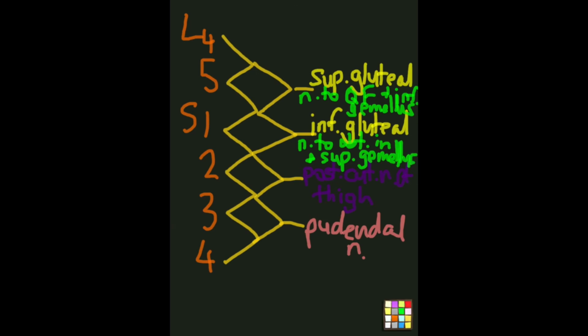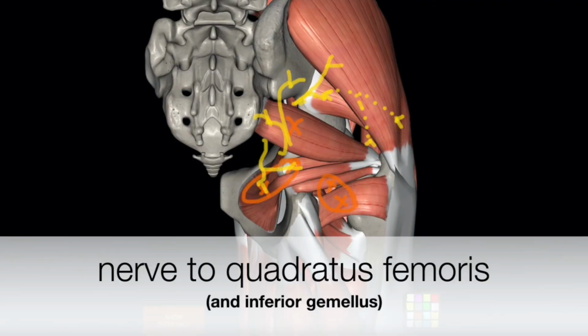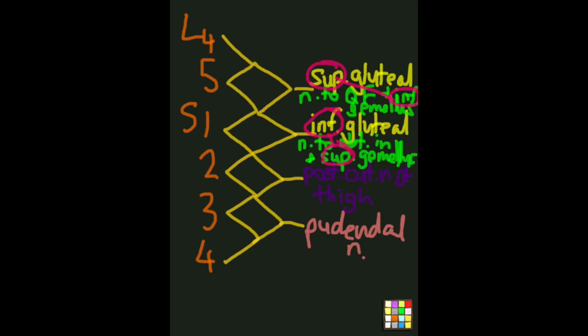Now I remember these as complementary sets, so there's a superior named nerve and an inferior named nerve in each of the sets, if you like. So inferior gluteal and nerve to the superior gemellus. So as long as you remember how the quadratus femoris and inferior gemellus share a nerve, and the obturator internus and superior gemellus share a nerve, then you can just match those up with the inferior and superior gluteal nerves as complementary sets. I hope that makes sense.